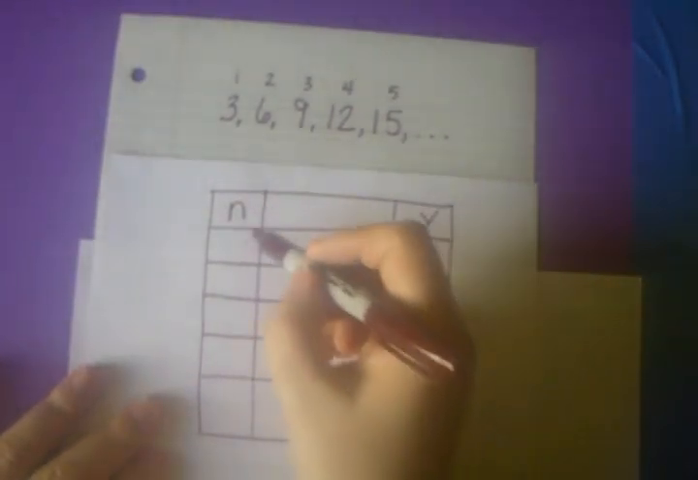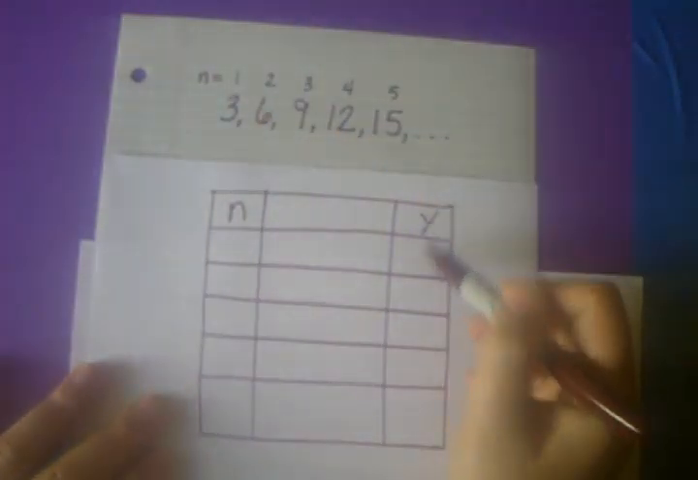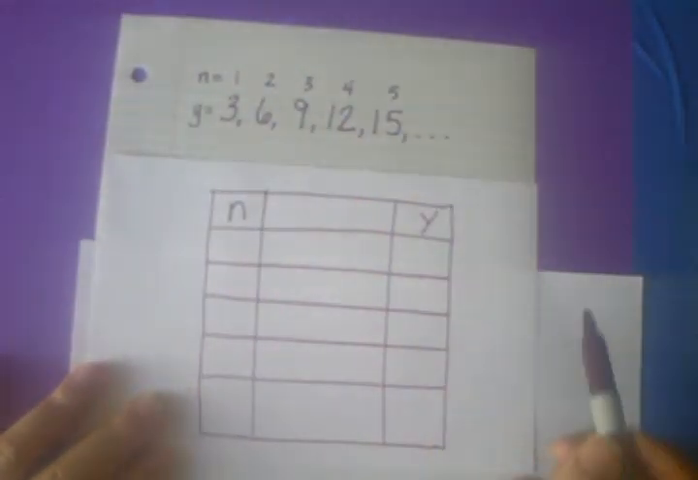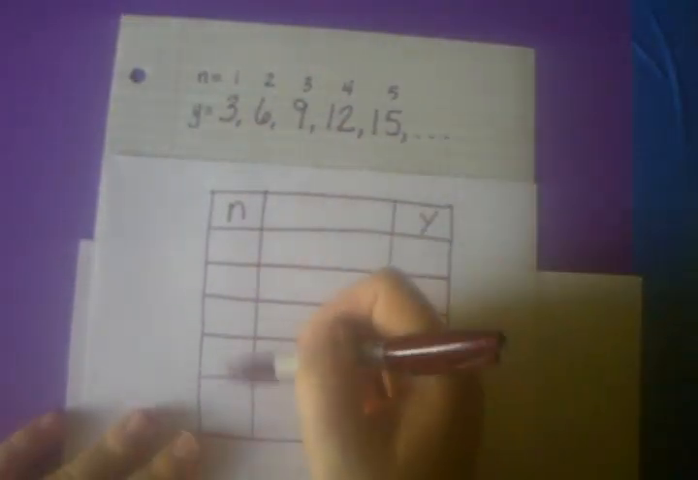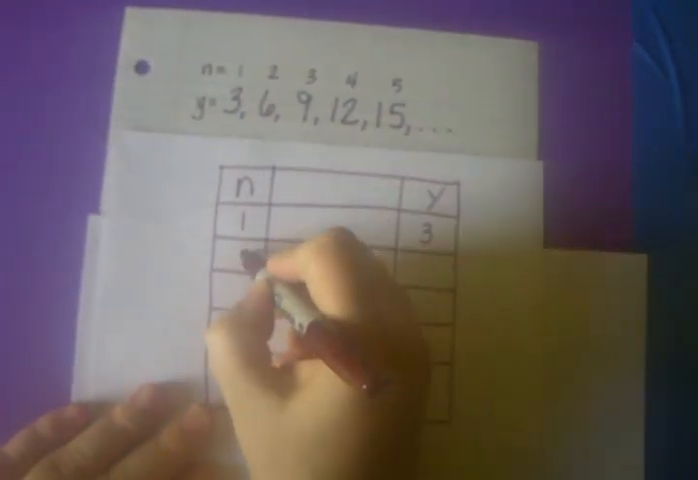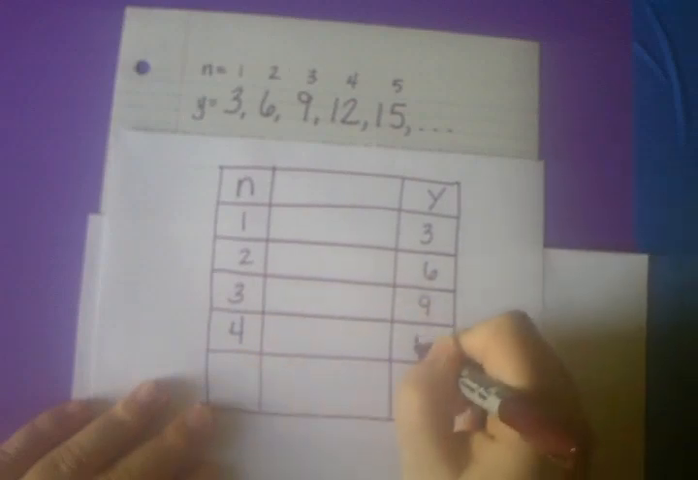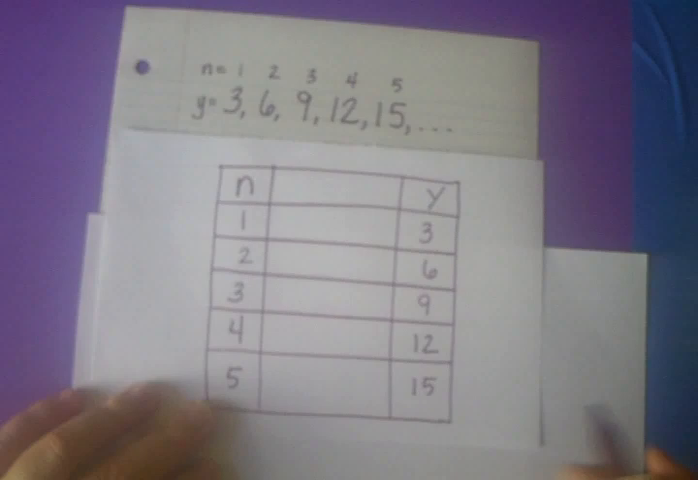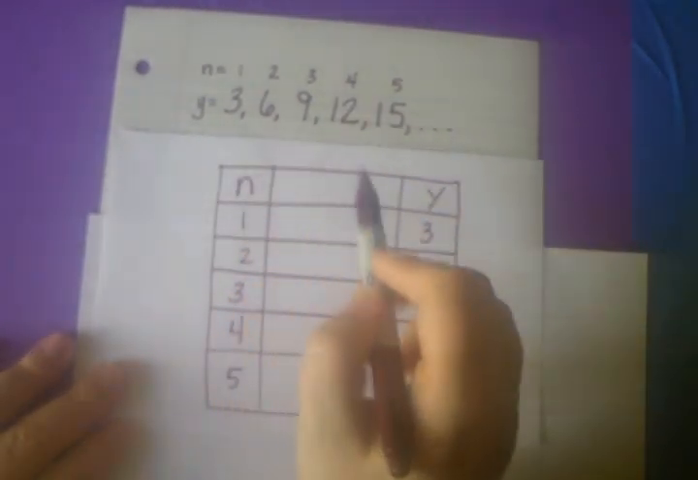So here's my chart. My n refers to what spot it is in, so these are all my n's. And my y's are what answer they are in the sequence, so this is my y's. So what I'm going to do is just fill in my chart. Spot number 1 gives me a 3. Spot number 2 gives me a 6. Spot number 3, spot number 4, and spot number 5.